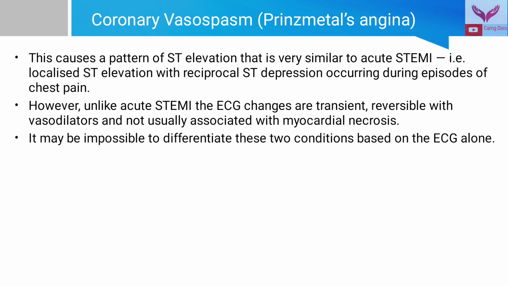In Prinzmetal angina, that is coronary vasospasm, we see a pattern of ST elevation that is very similar to acute ST elevation MI, that is, there is localized ST elevation with reciprocal ST depression occurring during the episode of chest pain. However, unlike the acute ST elevation MI, the ECG changes are usually transient. They are reversible with vasodilators, and they are not usually associated with myocardial necrosis. It may be impossible to differentiate these two conditions based on the ECG alone.